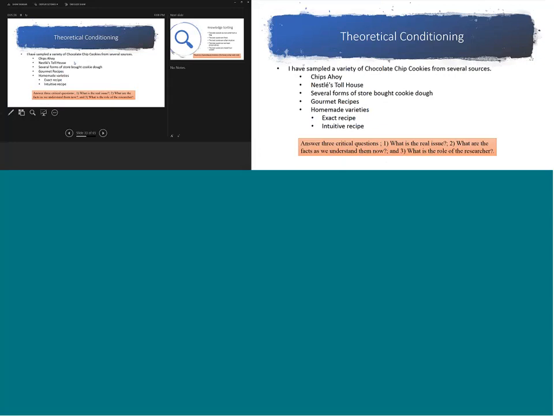So I want to do some theoretical conditioning. So what I have to do is I have to become aware of the ecology. I have to become aware of where my problem exists, or where the opportunity to study this problem exists. What is the process, or what is the issue that I'm trying to uncover? And so how I would go about it in this case, looking for the perfect chocolate chip cookie recipe, is I would start to sample several sources, because I want to get to the best cookie.